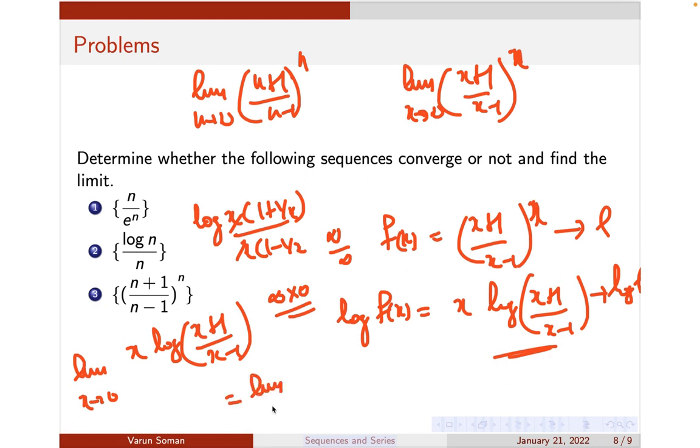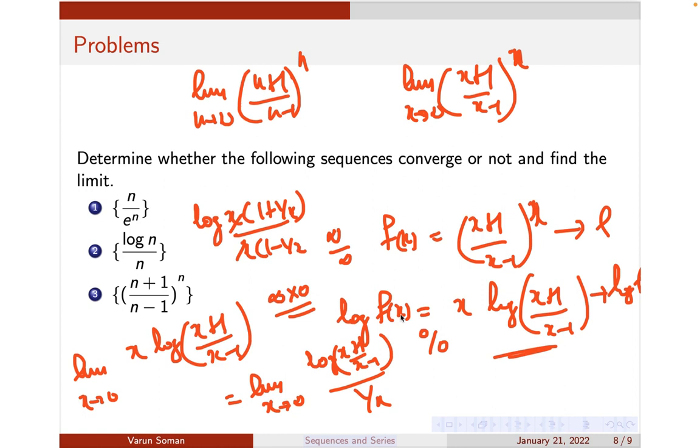So which is the easiest way to do that? It will simply be limit x tends to infinity of log of (x plus 1 by x minus 1) divided by 1 by x. Now this will become of the form 0 by 0, because it is easier to take x in the denominator. So now this is of the form 0 by 0, and you can use L'Hospital's rule in this case.